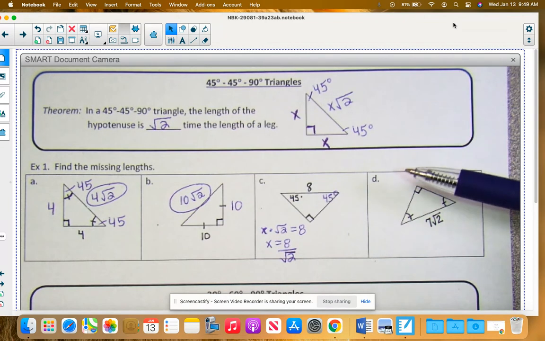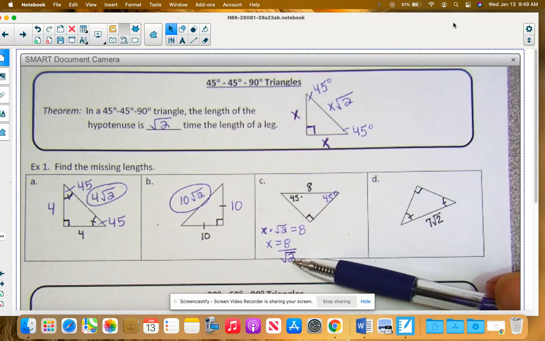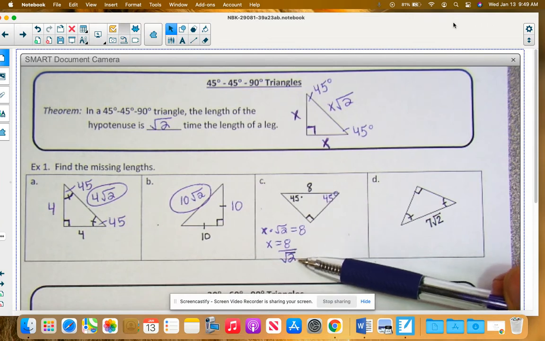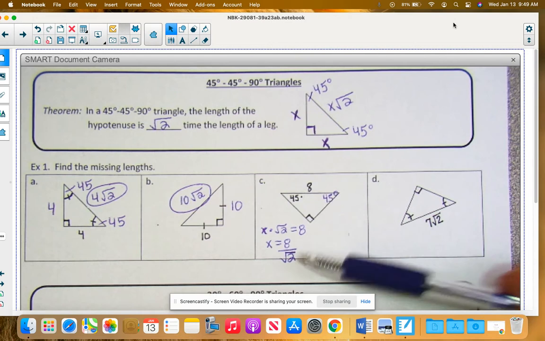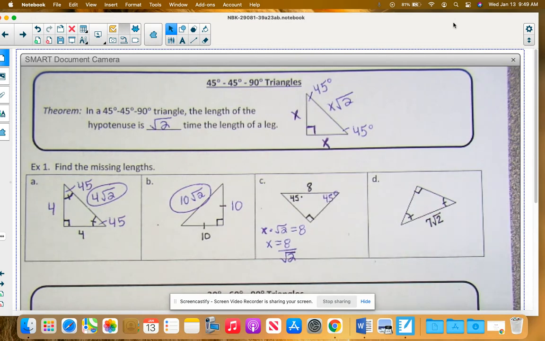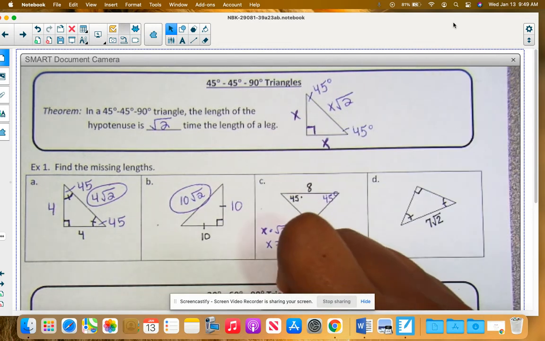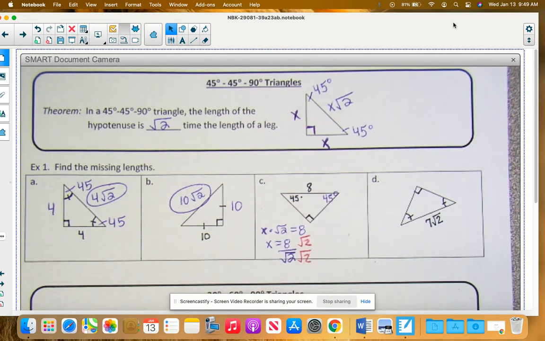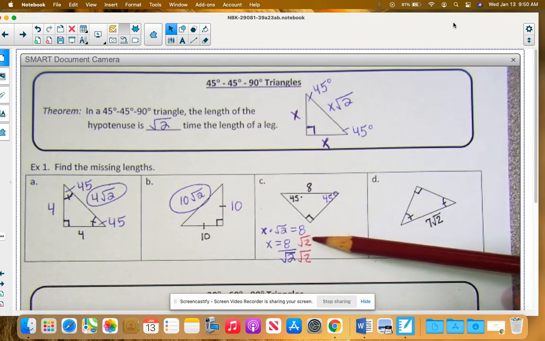Now, to be simplified, you cannot have a square root in your denominator. So I have 8 divided by the square root of 2. So let me grab a colored pencil here. We're going to do something called rationalizing the denominator. That just means if this is the square root of 2, we're going to multiply both the top and bottom by the square root of 2.